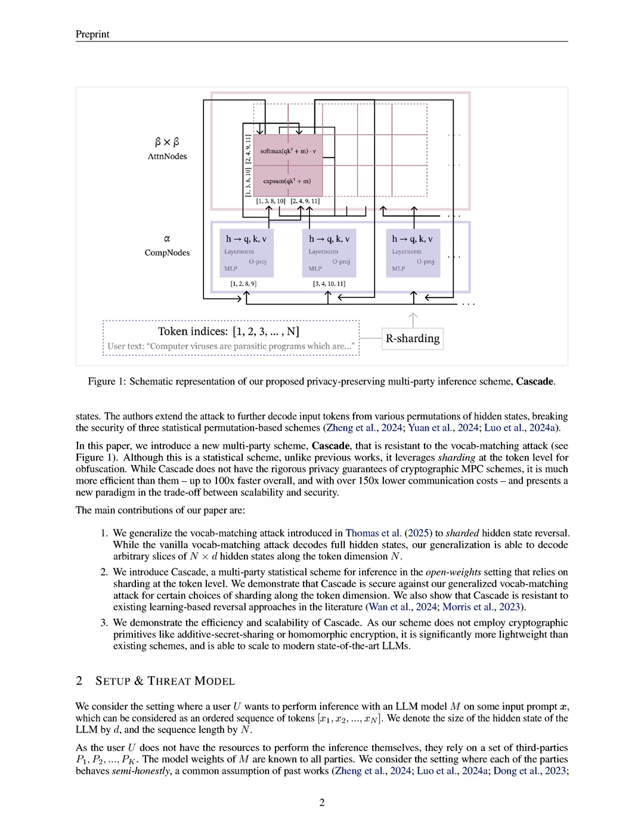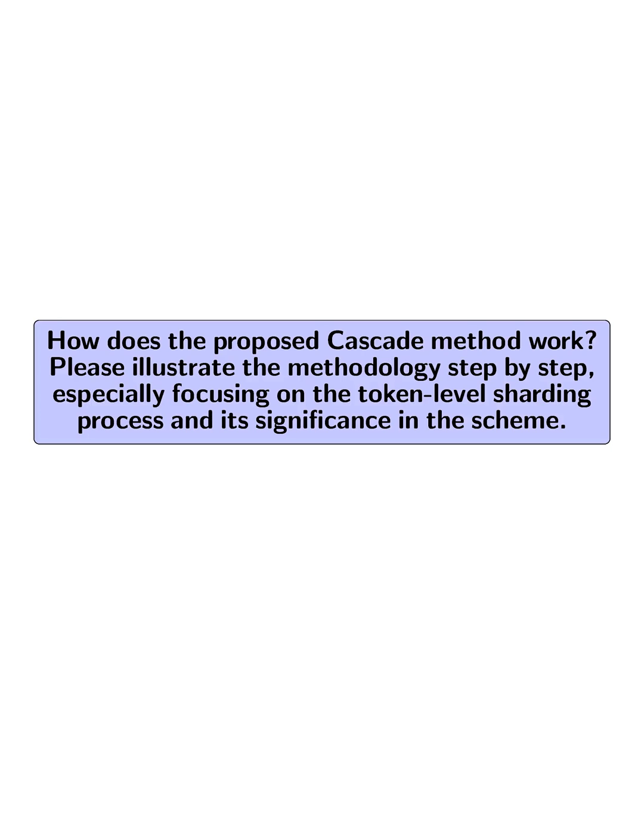This design choice significantly mitigates the feasibility of the generalized vocab matching attack, which relies on recovering tokens from known hidden states. Overall, Cascade presents a more efficient and scalable solution for secure LLM inference while maintaining a balance between performance and privacy. How does the proposed Cascade method work? Please illustrate the methodology step by step, especially focusing on the token-level sharding process and its significance in the scheme.